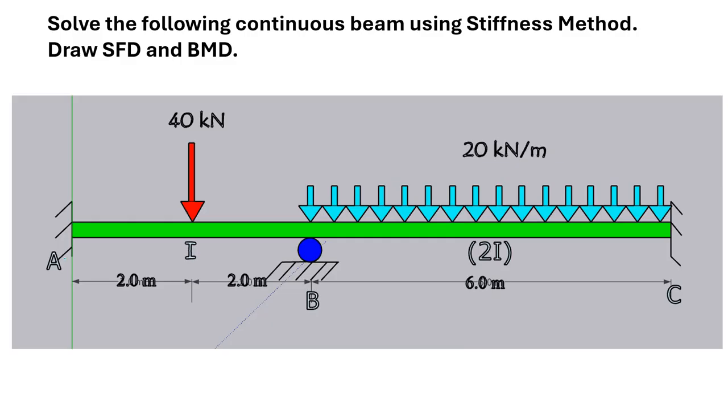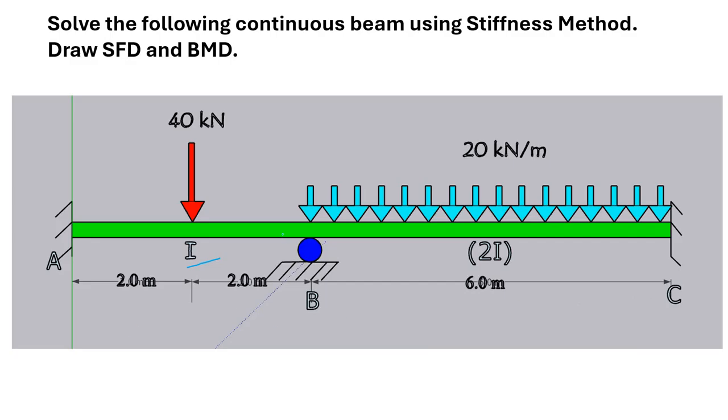Now this is the beam. You watch that this beam has 2 spans, AB followed by BC. Span AB has moment of inertia I, and span BC has moment of inertia twice that of span AB. There is a load applied at the center, which is 40 kilonewton in span AB, and span BC carries a uniformly distributed load of 20 kilonewton per meter, and the span is 6 meter.